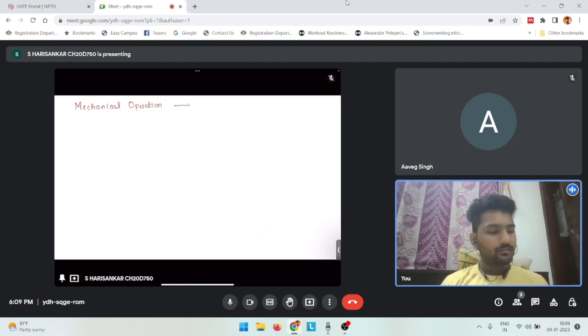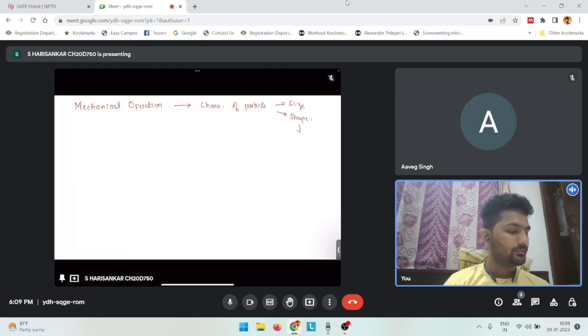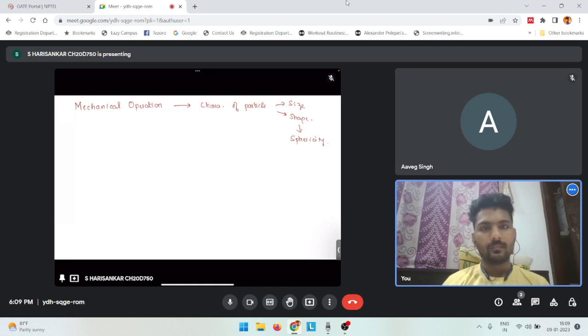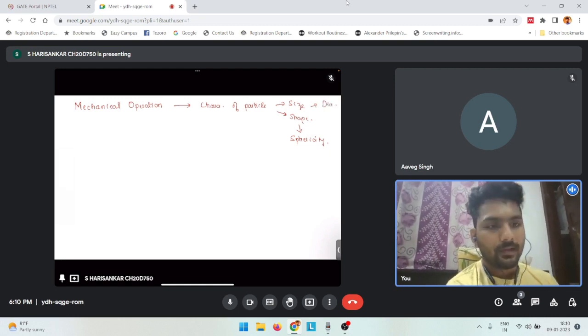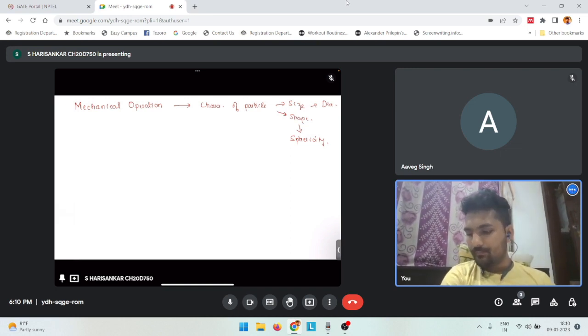Last class, we went through the basics of characterization of particles, which could be based on the size and shape of the particle. When we talked about the shape, we went through the basics of a term called sphericity. And when it came to the size, we went through the basic definitions of various kinds of diameters: mass mean diameter, volume diameter, Sauter mean diameter, and so on.